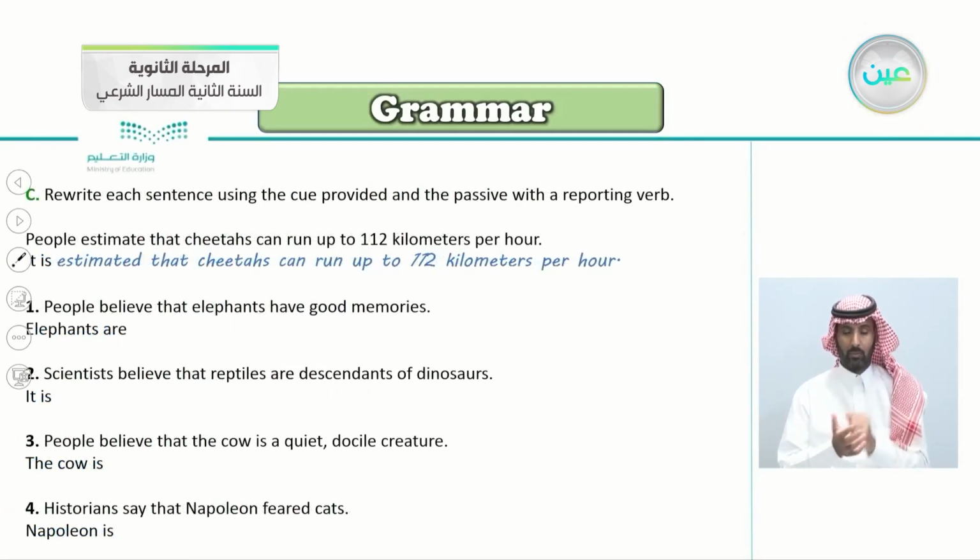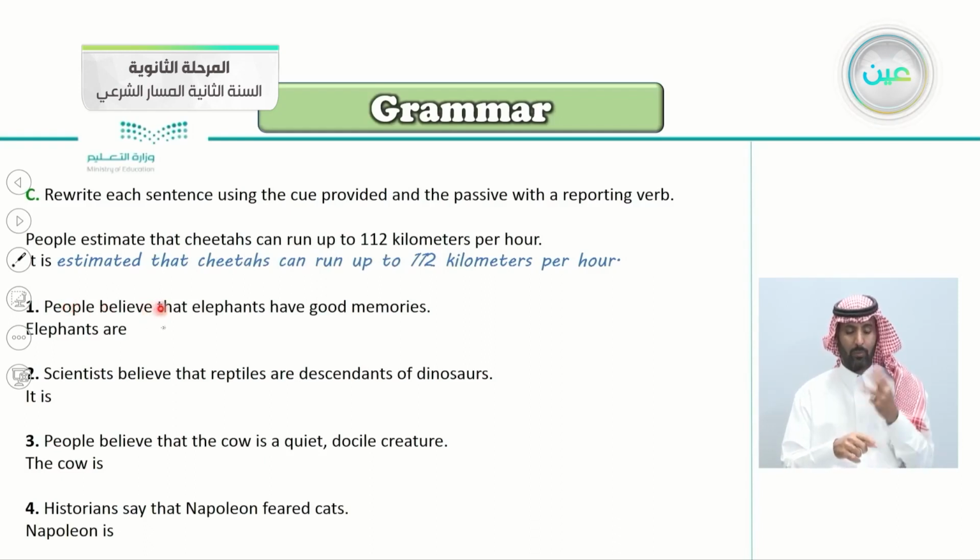Moving on to exercise C here. Rewrite each sentence using the cue provided and the passive with a reporting verb. So using reporting verbs. People estimate that cheetahs can run up to 112 kilometers per hour. So the verb here is estimate. So we say it is estimated. It is estimated. Then you continue that cheetahs can run up to 112 kilometers per hour. So I think now you're beginning to get the hang of it.